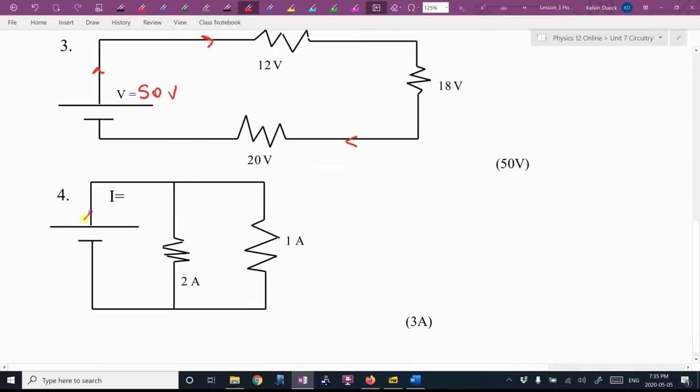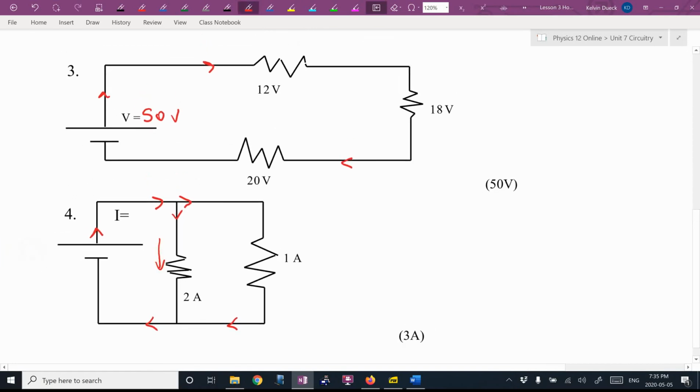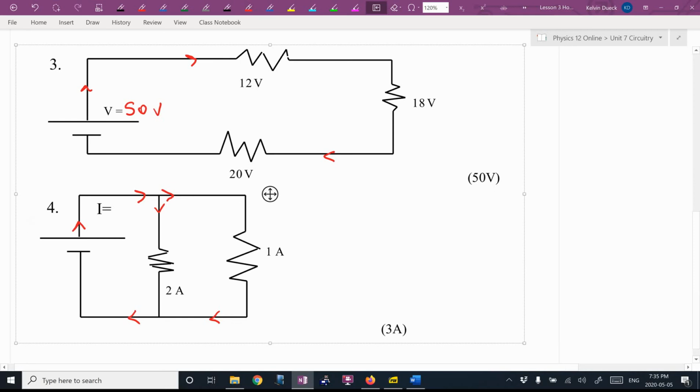Number four, downhill, downhill. Looks like we split apart and we rejoin. Well, two amps went this way, 1 amp went this way. So the only way for that to work is if I had 3 amps flowing in. So this has to have been three, oh, that's messy. Three point zero amps.